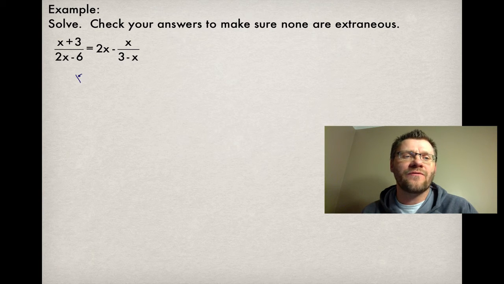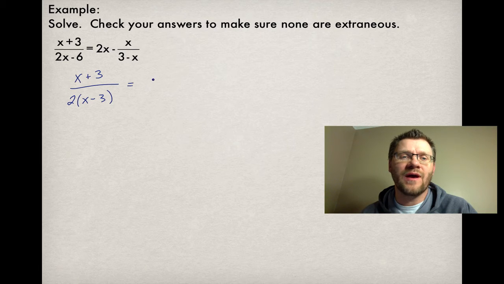So again, our first step always should be to factor anything that we find in the denominator. And so we get x plus 3 divided by 2 times x minus 3. Now over here we have 2x minus x, but we have a 3 minus x in the bottom. So we can change that to an x minus 3 if we multiply it by a negative 1. And so this 3 minus x actually turns into a negative x minus 3.